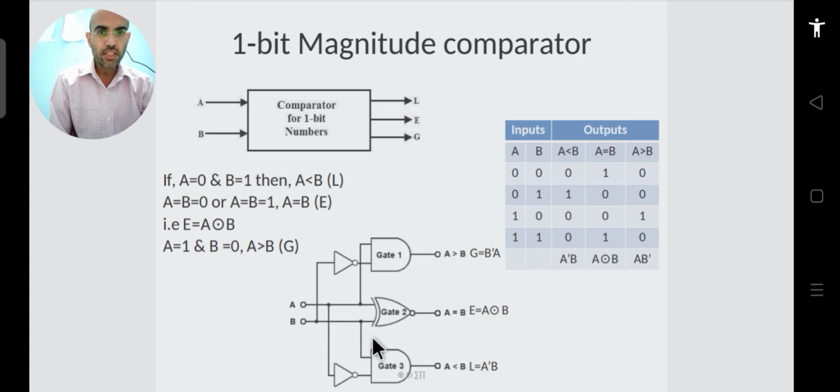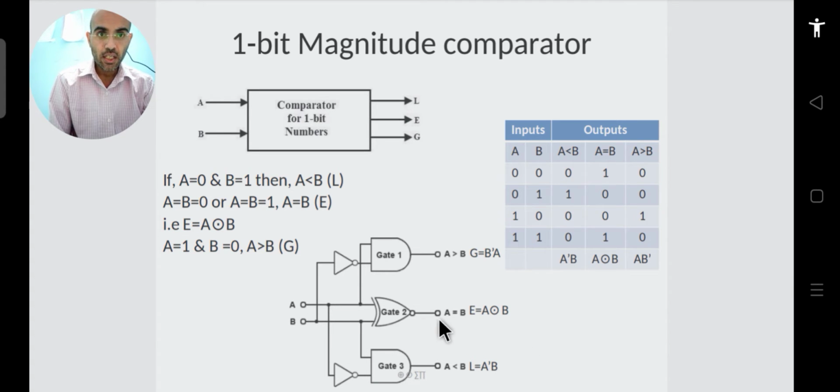The logic diagram is very simple. A and B are two inputs, and whatever expressions you got here, you implement them. To implement A greater than B, we take A and B complement. So B, and this is B complement. After a NOT gate you will get B complement, and from here we are taking A. So this gate will give you B complement A, right? Whereas this gate will give you A complement B.